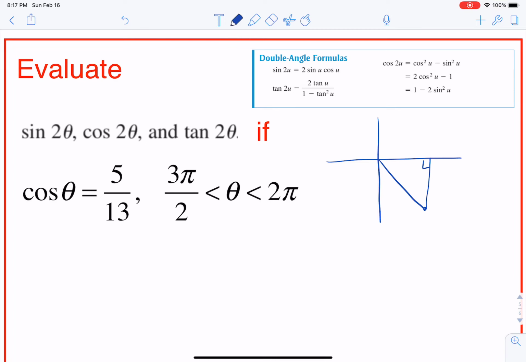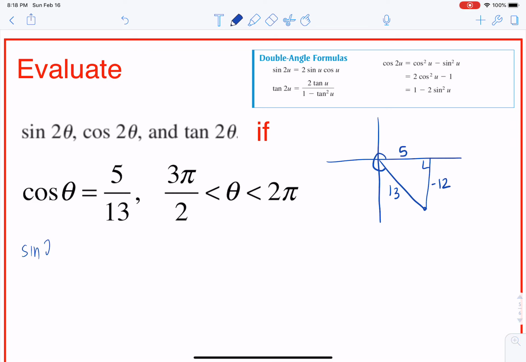And I know that this is going to be 5/13. And knowing what I know about right triangles, I know that this side is going to be -12. So let's take a look here. Here's the angle that I'm looking at. So cosine of theta is 5/13. So let's find sine of 2 theta, cosine of 2 theta, and tan of 2 theta.